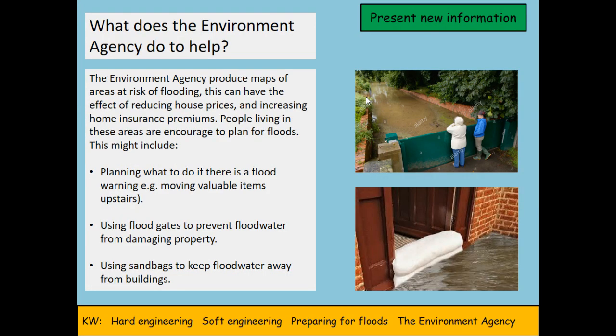So, what does the Environment Agency do to help? Well, the Environment Agency plan. So they provide a lot of the plans that then the government will distribute out. They come up with the cracking idea to move valuable items upstairs. Genius idea. Absolute genius. Whoever thought of that deserves a medal.